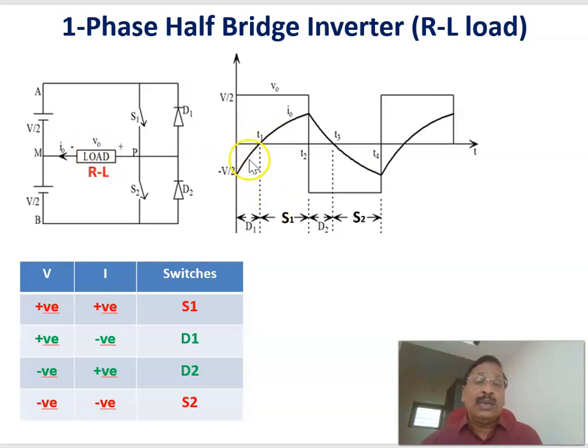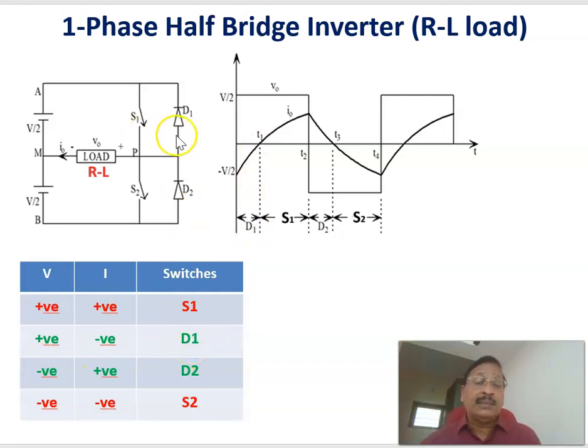Therefore, for certain durations, for example, from 0 to T1, you can see that the current is negative, because the current is opposite here, while at the same time the voltage is positive from 0 to T1. Current negative and voltage positive means D1 has to conduct. Only then will you get a positive voltage with a negative current. Therefore, during this region, D1 will be conducting.